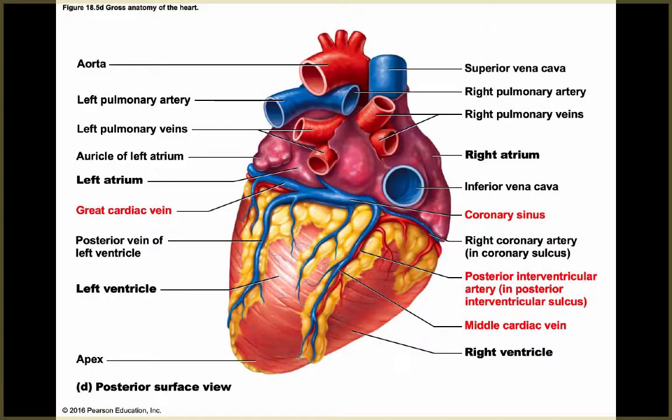So that you could see it a little bit better, here is the big coronary sinus that is going to dump all the blood. You can see all of these major veins dump into it so that it can dump blood into the right atrium.